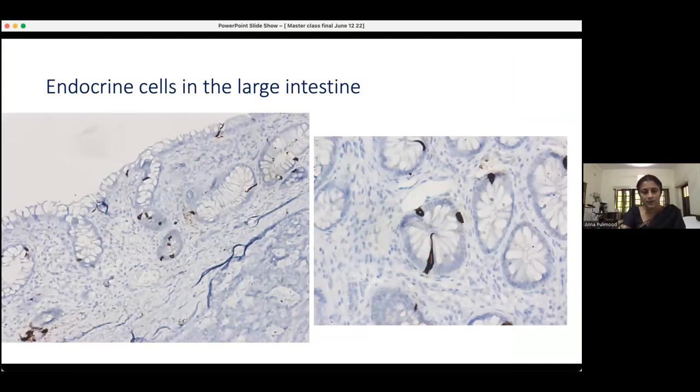This is an immunohistochemical image of a stain using chromogranin. And you see that there are just a few scattered endocrine cells in the crypt, a few going to the surface, but mostly in the crypt. And you see these are open cells, that is, the endocrine cell extends from the basal lamina up to the lumen. So it can sense what is in the lumen and transmit signals into the lamina propria.